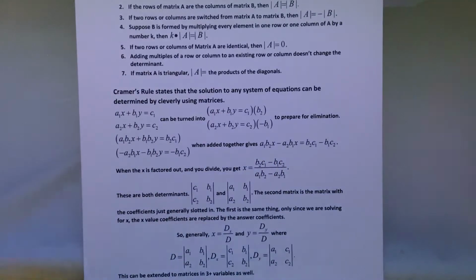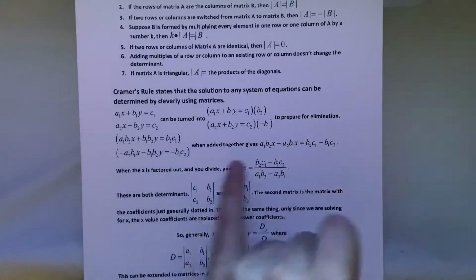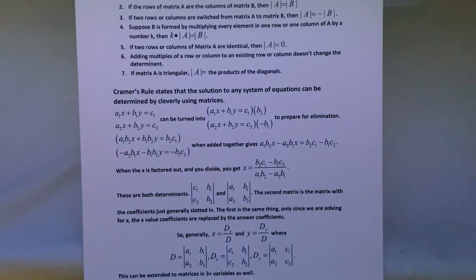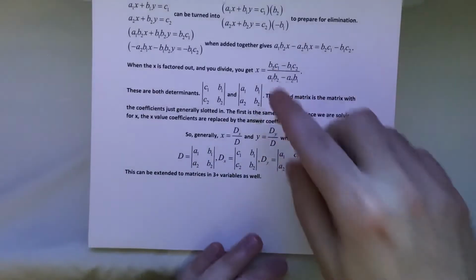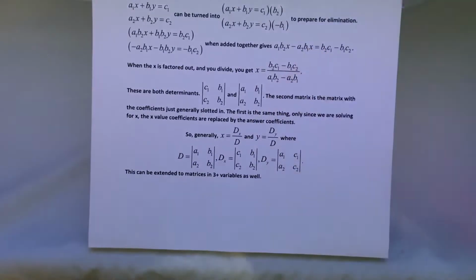And we factor out the x and divide. When you do that, you get this term: b2c1 minus b1c2 over a1b2 minus a2b1. Now what somebody noticed is that this is a determinant. The numerator and the denominator are both determinants of matrices. One is the BC matrix, the other one is the AB matrix. The coefficients just slot in, because of course the coefficients have an effect on the solution to a system of equations. It's impressive that anyone ever saw this, but they did.